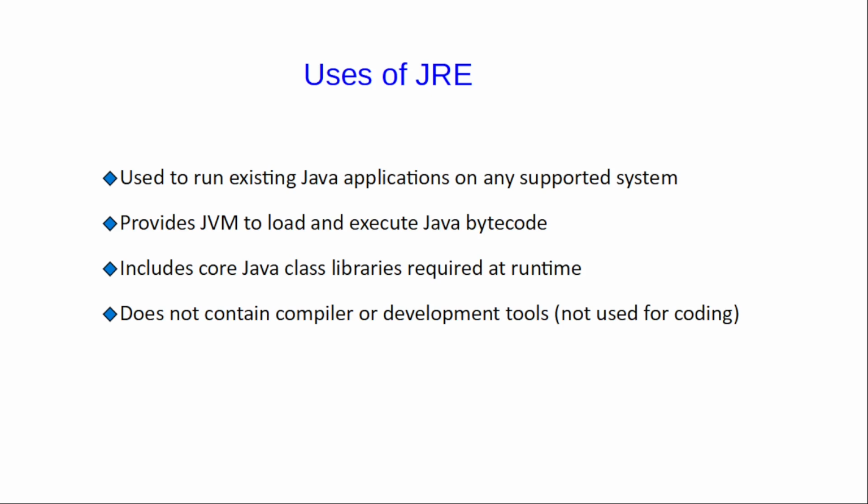JRE contains the JVM plus all the core libraries that a program needs at runtime. It's like a supportive layer that sits between your program and the operating system. And one more important point, JRE cannot compile or write code and it cannot be used for development. It's only meant for running existing Java applications.